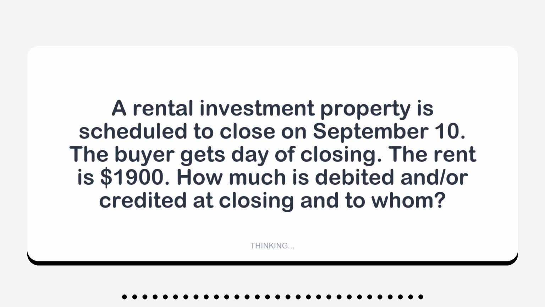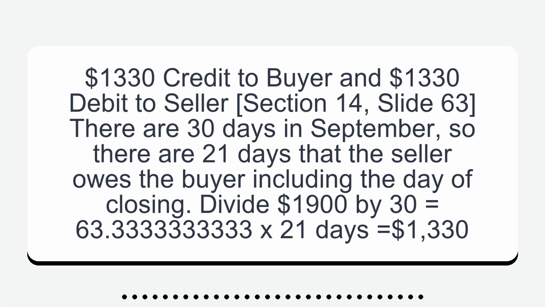A rental investment property is scheduled to close on September 10th. The buyer gets the day of closing. The rent is $1,900. How much is debited and/or credited at closing and to whom? $1,330 credit to buyer and $1,330 debit to seller.